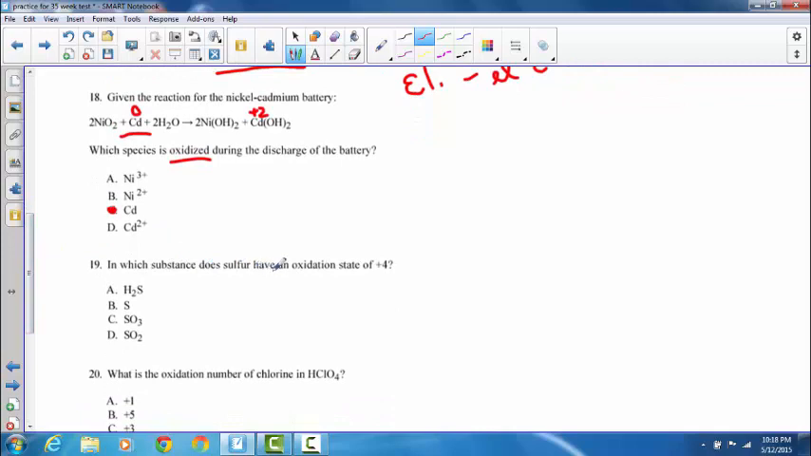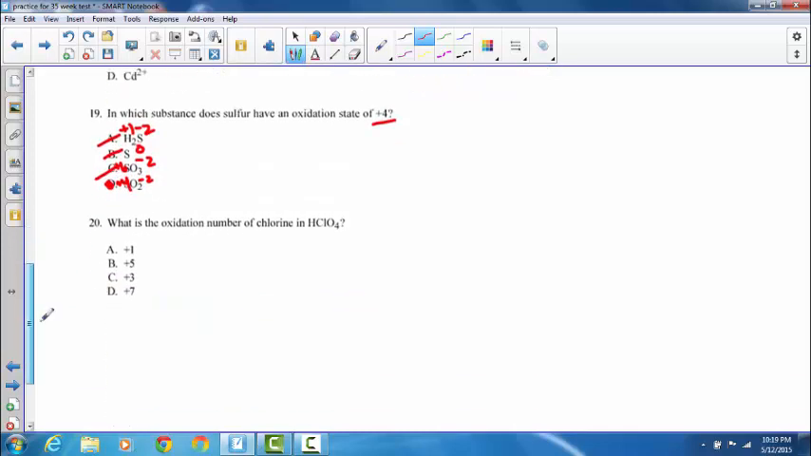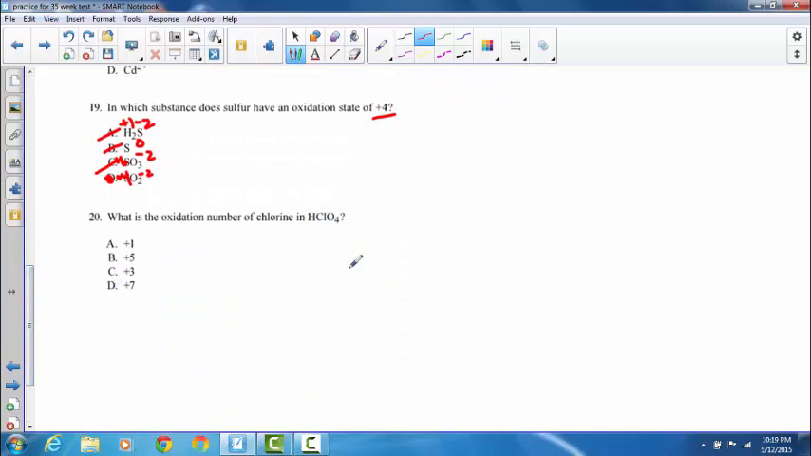19. In which substance does sulfur have an oxidation state of +4? So here the hydrogen would be a +1 and the S would be a -2, so not there. When it's alone, it's at 0. Here, this oxygen would be a -2, so my sulfur would be a +6, so not there. Here, this would be a -2, 2 -2's balanced out with a +4. There's my answer choice.